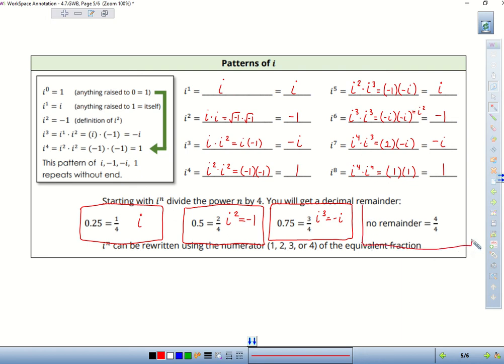And then if you do the math, and you get no remainder at all when you divide by 4, that means you have i to the 4th, which is also what? 1. So those are the 4 options you have for any of those problems. Those are the only 4 answers you're going to get when you have i to a power. Alright? Those 4 answers: i, -1, -i, or 1. So we're going to use this information to help us on the next slide.